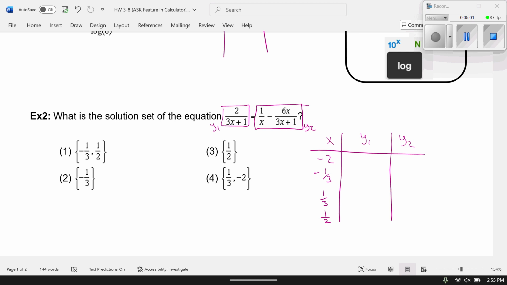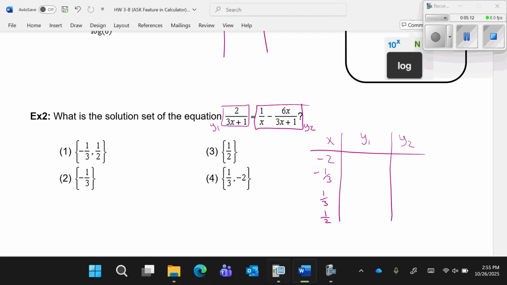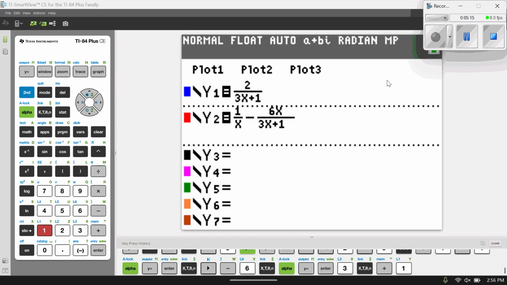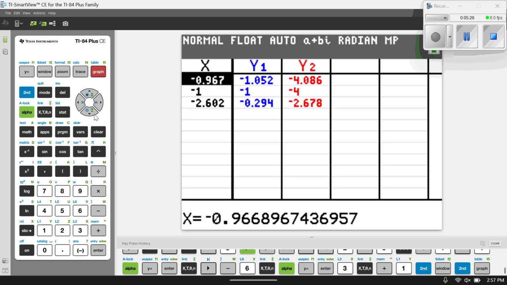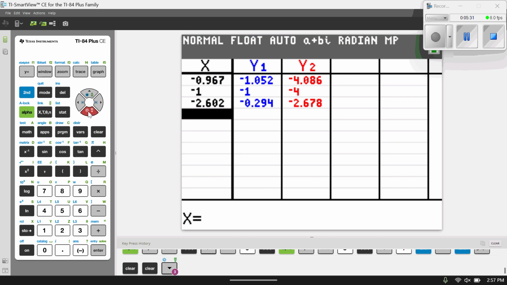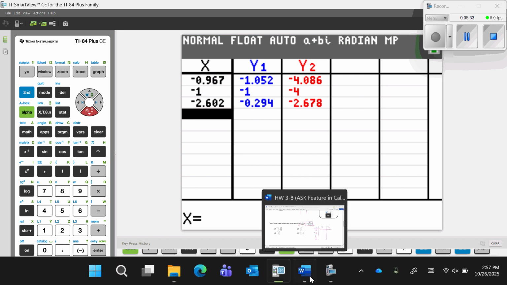Second trace, intersect, and finding the point of intersection would work as well. But sometimes the graph for rational equations, remember rationals are fractions, is just too complicated to look at. So this is definitely easier to plug in our answer choices. Okay, so I have my left side in Y1, my right side in Y2. I'm in second window. I'm already in the ask feature. I'm going to go to my table, and I already have values in here from the last one, but we'll go and put in new values.